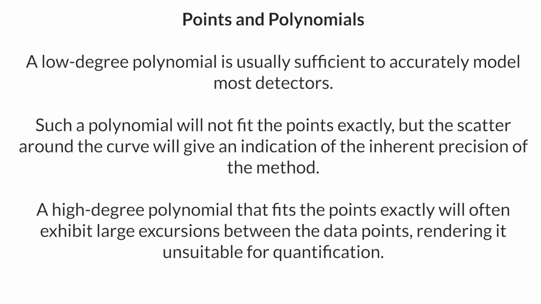A low-degree polynomial is usually sufficient to accurately model most detectors. Such a polynomial will not fit the points exactly, but the scatter around the curve will give an indication of the inherent precision of the method. A high-degree polynomial that fits the points exactly will often exhibit large excursions between the data points, rendering it unsuitable for quantification. Examples of these problems appear below.